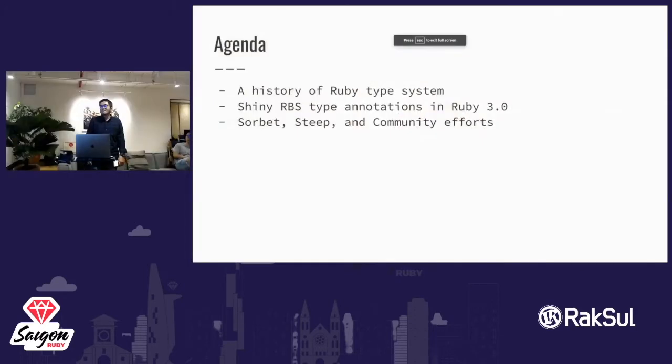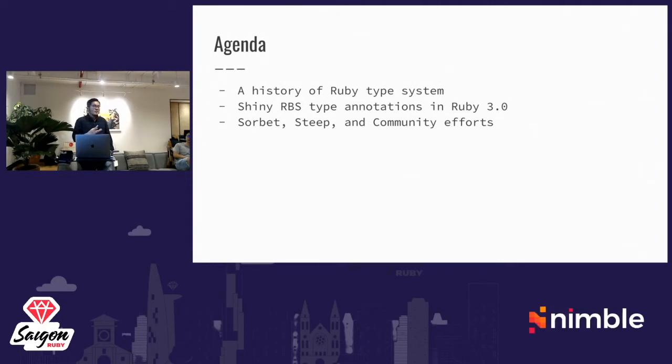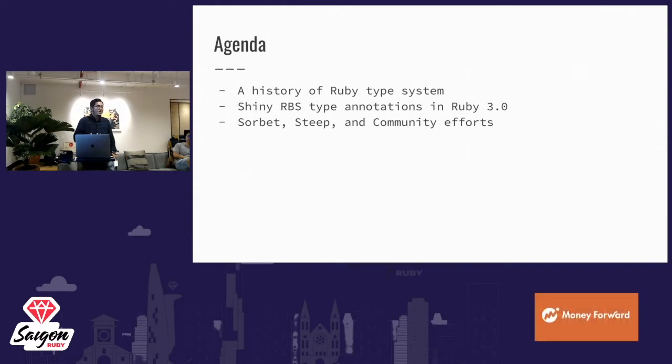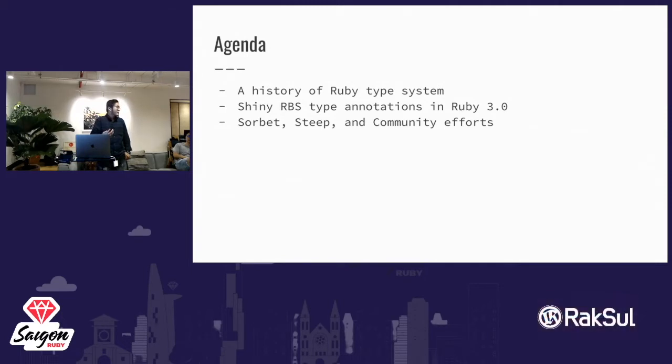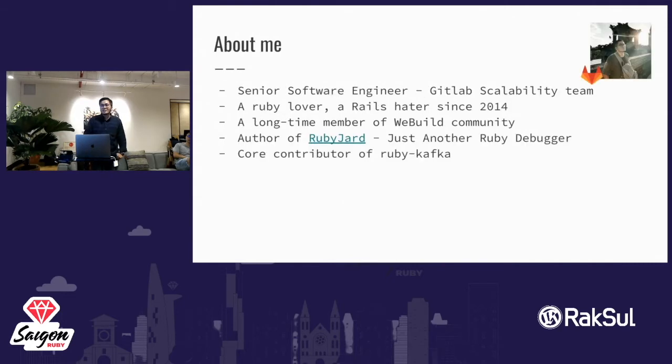The agenda of today's talk is just three sections. The first one is the history of the Ruby type system. Next, I will talk about the shiny Ruby type annotation shipped in Ruby 3.0. And finally, I will talk about the survey step and other community approaches to provide typing in Ruby. It's really simple.